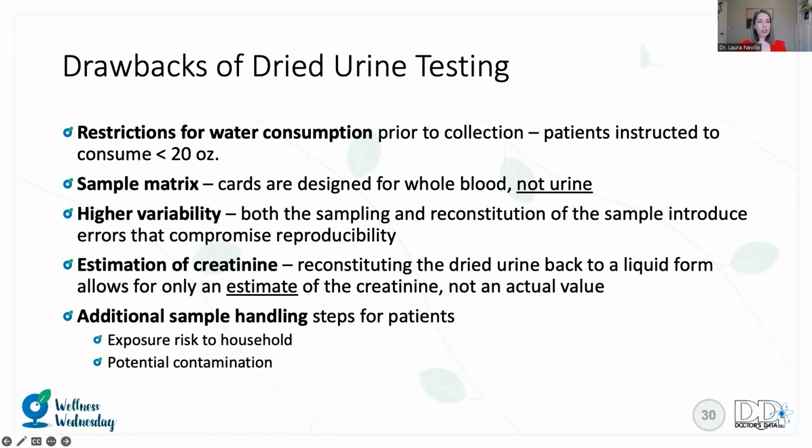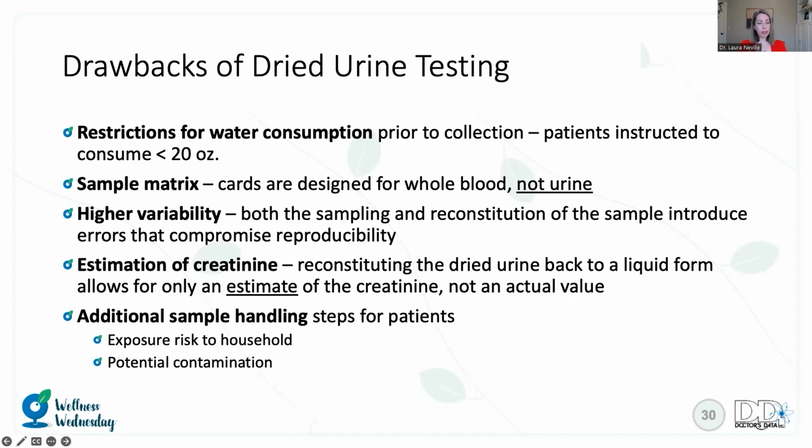The sample matrix: those cards were designed for whole blood, not urine. So that actually does matter in laboratory testing. I'm going to show you some examples where that really matters with saliva testing too, and show you on a graph how much that matters. There's higher variability, both with the sampling and the reconstitution of the sample, that introduces potential errors. Anytime you have steps that you need to do in the laboratory setting or patients need to do at home, you're going to have a higher degree of variability, and it's going to compromise that reproducibility that you're looking for.